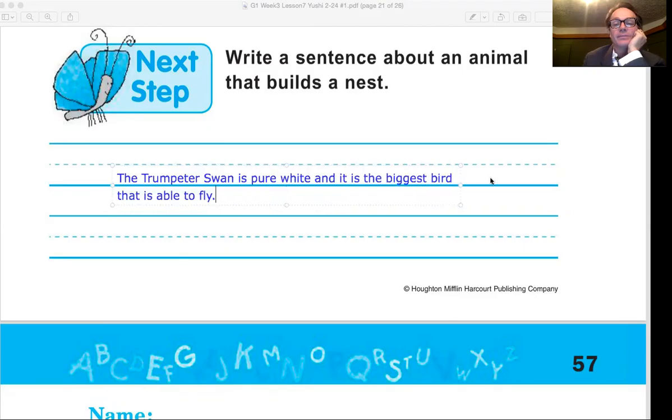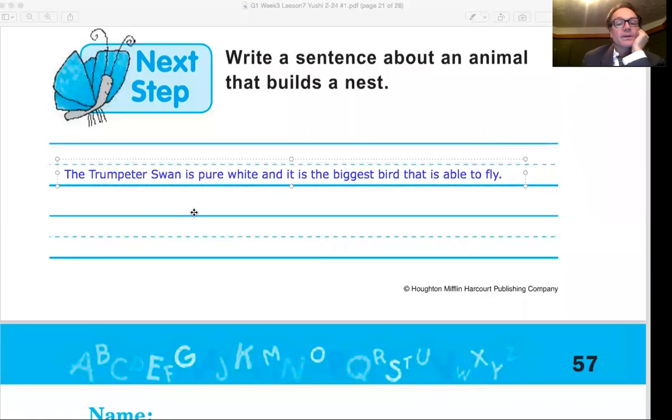Well, that helps. Yeah. The trumpeter swan is pure white. Can you read this? And it is the biggest bird that is able to fly. I love trumpeter swans, and they do build great nests, and they come back to the same nest oftentimes.